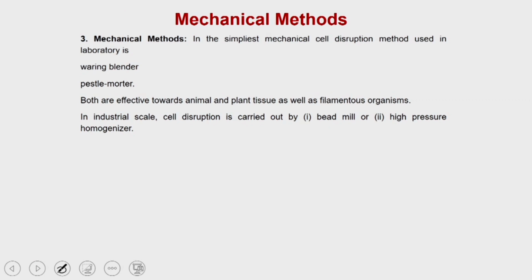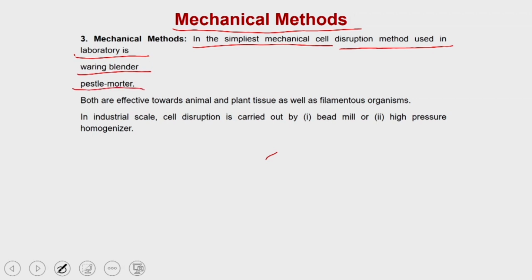Now, let us move on to the third method. The third method is called the mechanical method. In the simplest mechanical method, the cell disruption method used in the laboratory is called the Waring blender as well as the pestle and mortar.